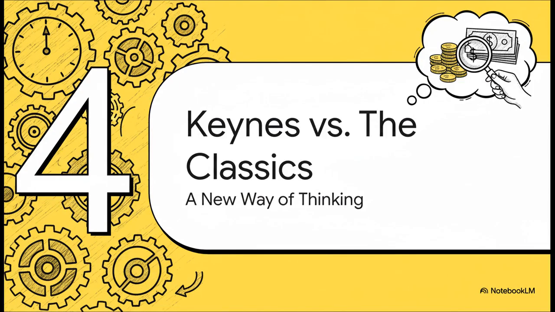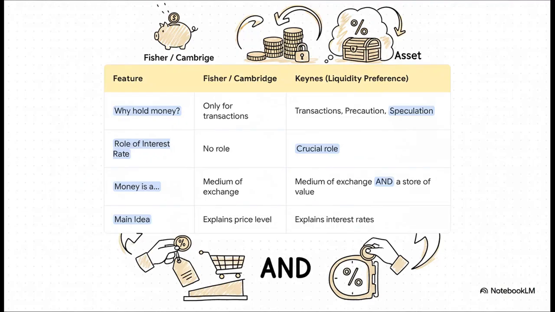To really appreciate just how groundbreaking all of this was, let's quickly put it in some historical context. How did Keynes's whole idea of liquidity preference stack up against the economic theories that came before him? I mean, this table just shows you how radical the shift was. The classical view before Keynes was pretty simple. People hold money only for transactions. That's it. The interest rate had no role to play. But Keynes just flipped this whole thing on its head. He said the interest rate is crucial because it's what drives speculation. And that single idea redefined what money is. It's not just for spending, it's also an asset that you hold strategically.